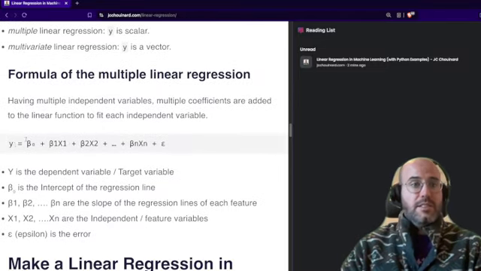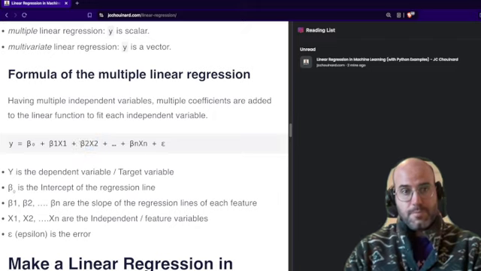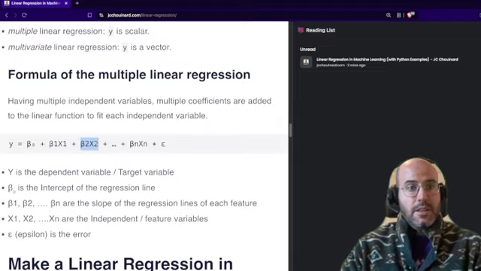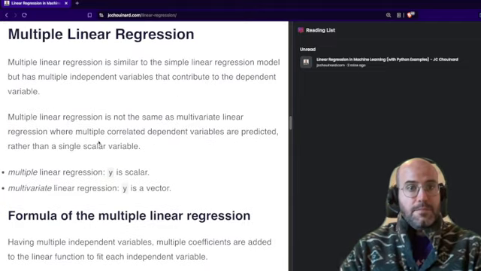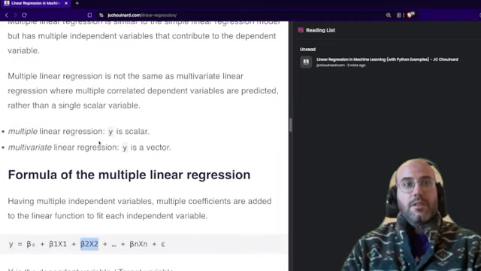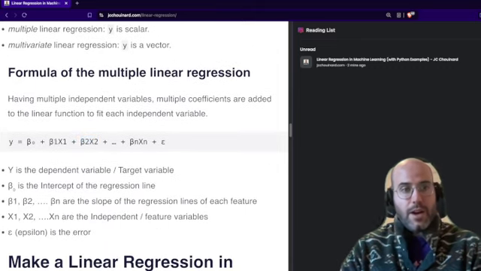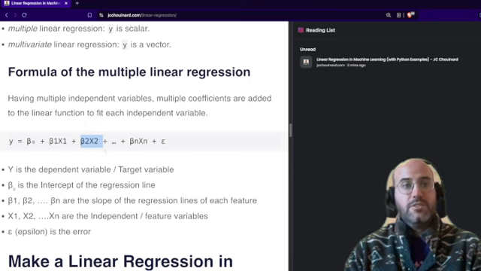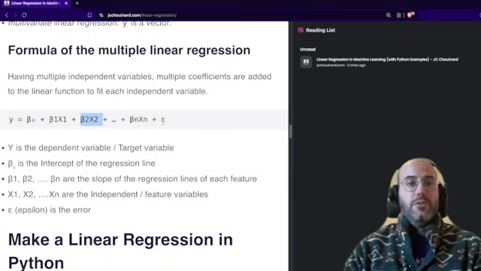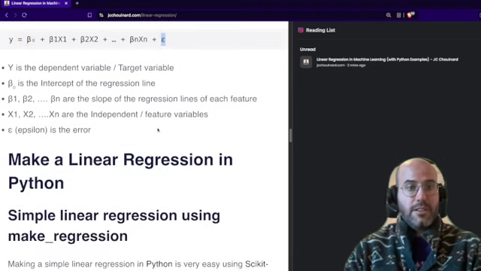The formula is a little bit more complex, but essentially it is the same: for each of the independent variables, you multiply a slope. So you will calculate the slope for each of the independent variables, and you still have one intercept, and you still have an error, and that's how you calculate.